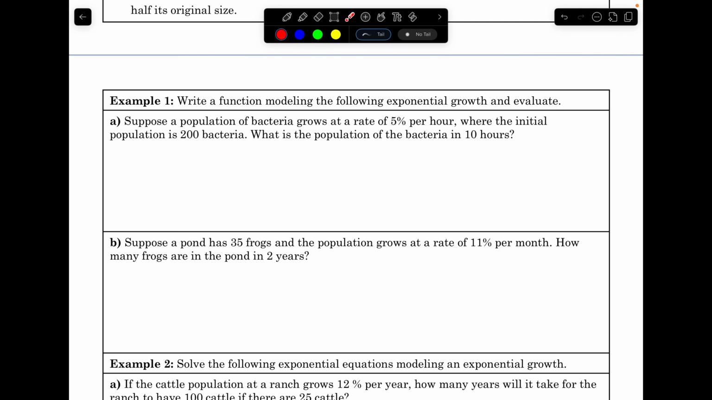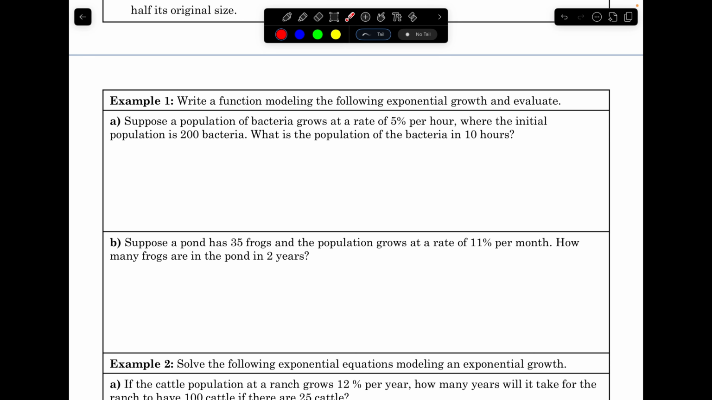So we'll turn to the next page. Let's review how to come up with these exponential models and how to simply evaluate them, because we've done that before. Let's suppose we have a population of bacteria that grows at a rate of 5% per hour. Notice that we're not saying that it's growing continuously, nothing like that. So we're just going to assume that it is and use the formula provided on the previous page. The initial population is going to be 200 bacteria, and we want to determine what the population is going to be in 10 hours.